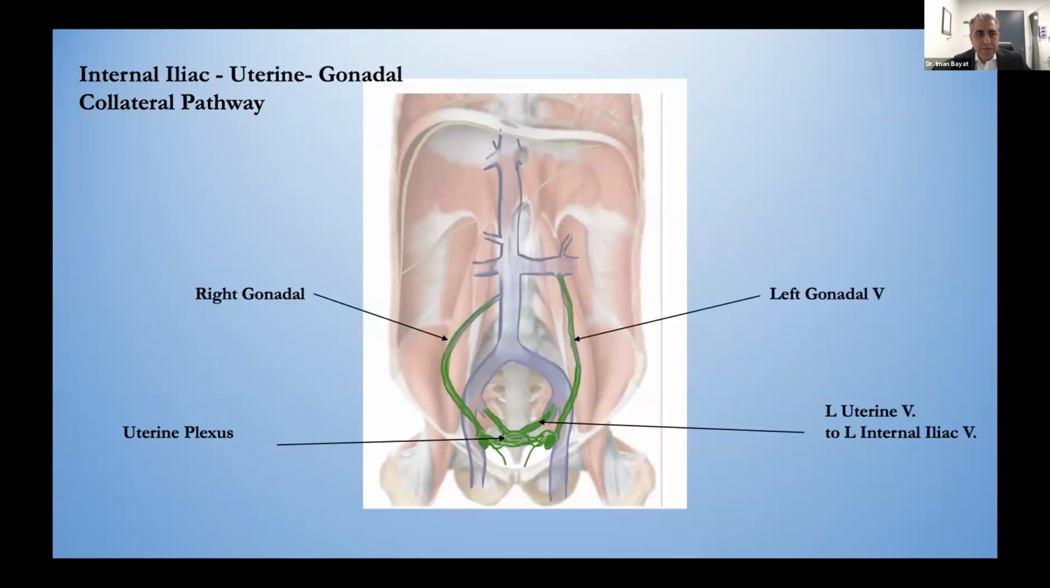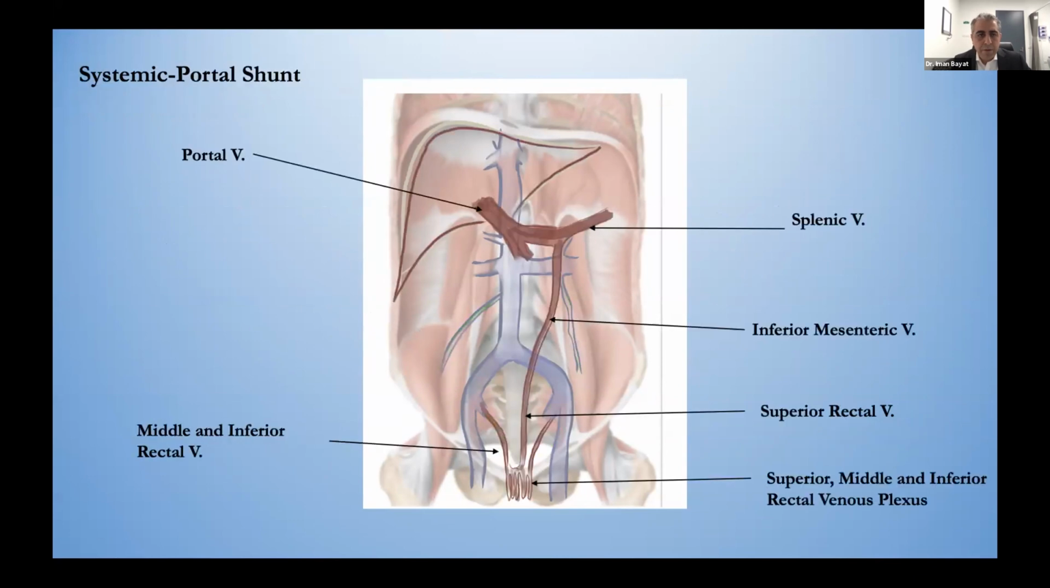The next system is our internal iliac, uterine, and gonadal collateral pathways. And here we have the ovarian vein leading to the ovarian plexus, the uterine plexus, and then they drain into the uterine veins, into the internal iliac veins in turn. Then we've got the portosystemic shunts, and one of the most important systems here is the anastomosis between the inferior and middle rectal venous plexus and the superior rectal plexus, which in turn drains into the inferior mesenteric, splenic, and then portal vein.